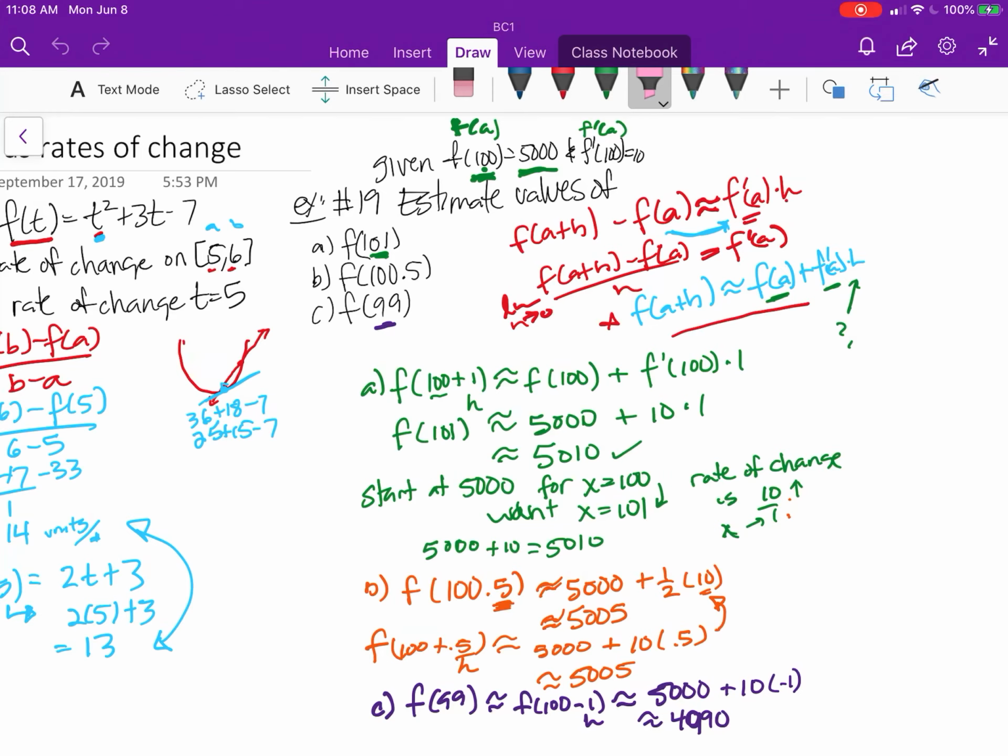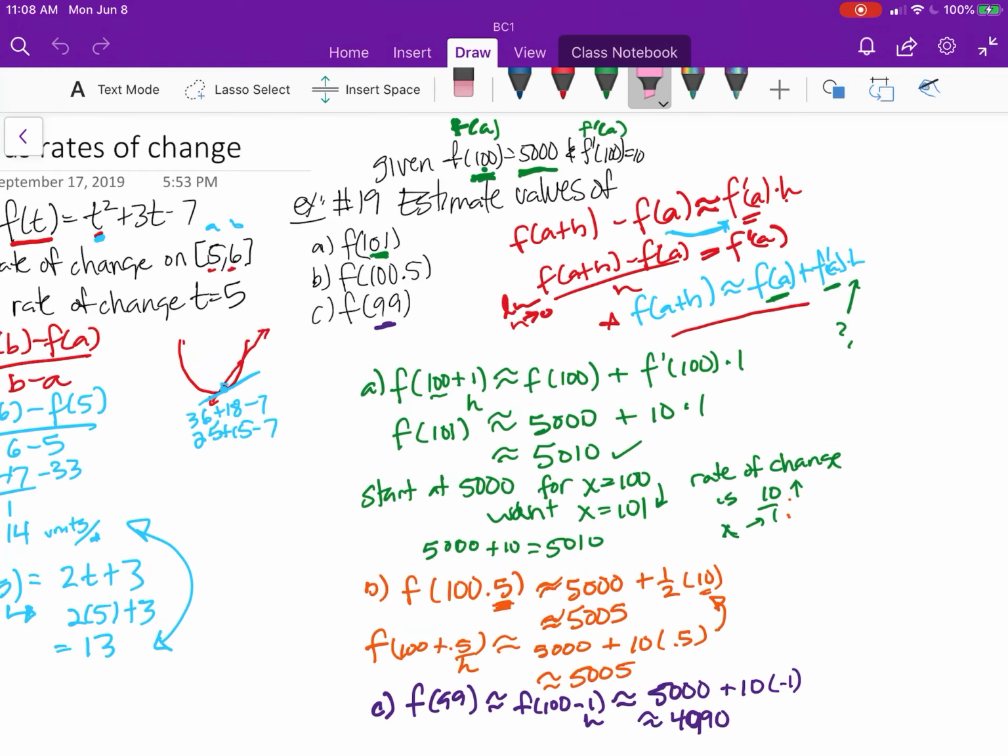I wrote up the formula there. It says to take your f of a and then plus f prime of a times h. So what is h? Well, h is 1 because we increase from 100 to 101. Again, though, kind of understanding this is a lot easier. For instance, let's look at b. I know I wrote some math there, but I'm increasing a half, right? So instead of increasing the full 10, I'm only increasing 5.